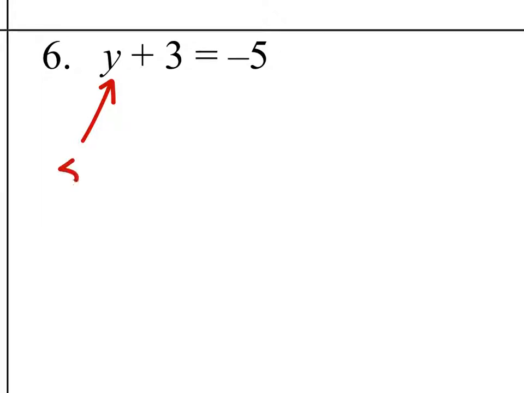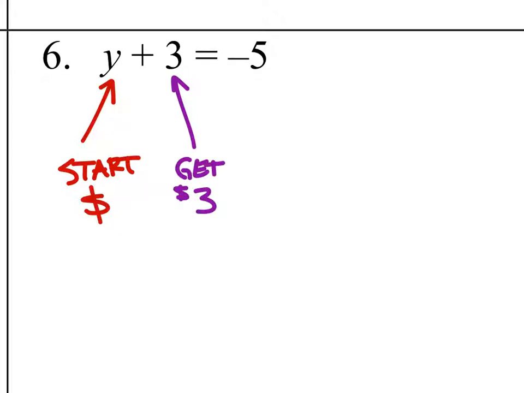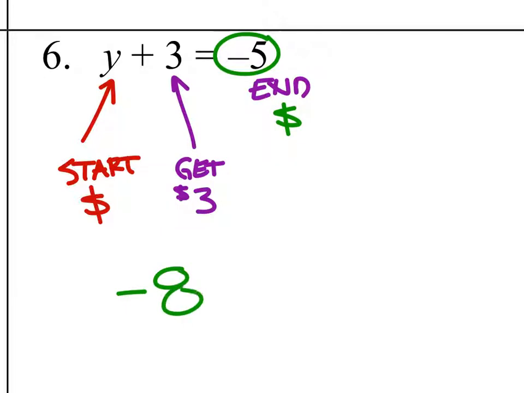So let's say that we start with this unknown amount. But then you get $3, right? But then you end right here. This is where you will end. You're going to end with this -$5. Well, how much does that mean you started with? You must have started with -$8. Now this isn't really a model, but hopefully it demonstrates a different way to show this game.